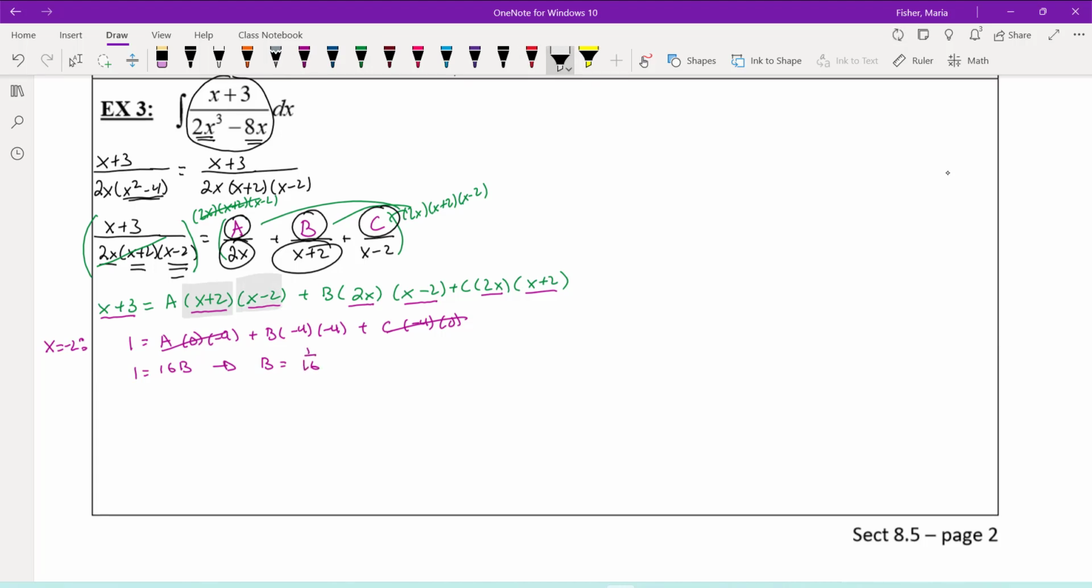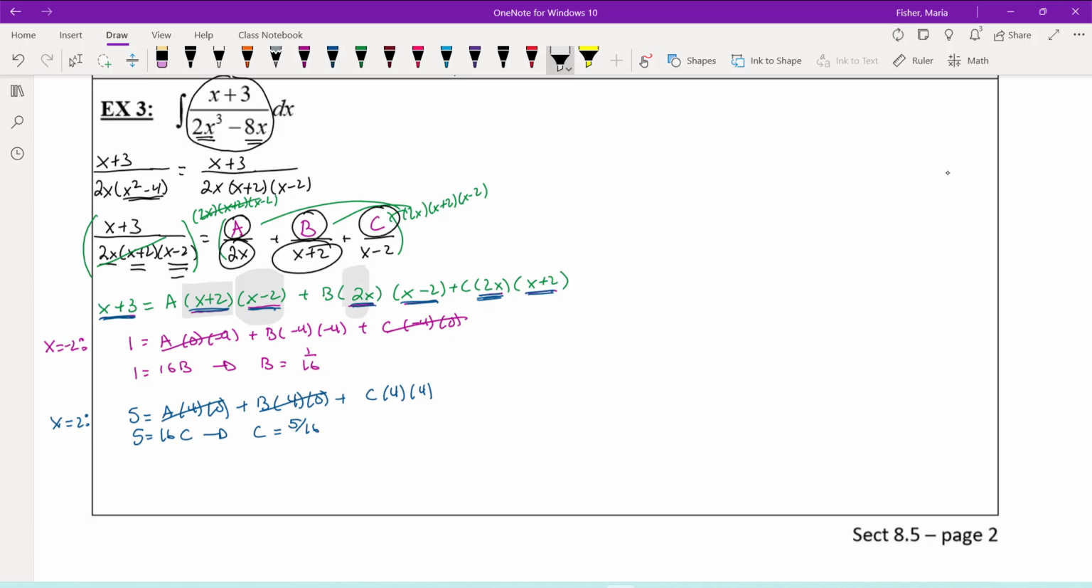Next convenient value, what do I plug into x minus 2 so that term goes away? x equal 2. So if x is equal to 2, 2 plus 3 is 5 equals a. 2 plus 2 is 4. 2 minus 2 is 0, so that term will cancel. Plus b. 2 times 2 is 4. 2 minus 2 is 0, so that term will cancel. Plus c. 2 times 2 is 4. 2 plus 2 is 4. So you end up with 5 is equal to 16c. Therefore, you know that c is equal to 5 over 16.